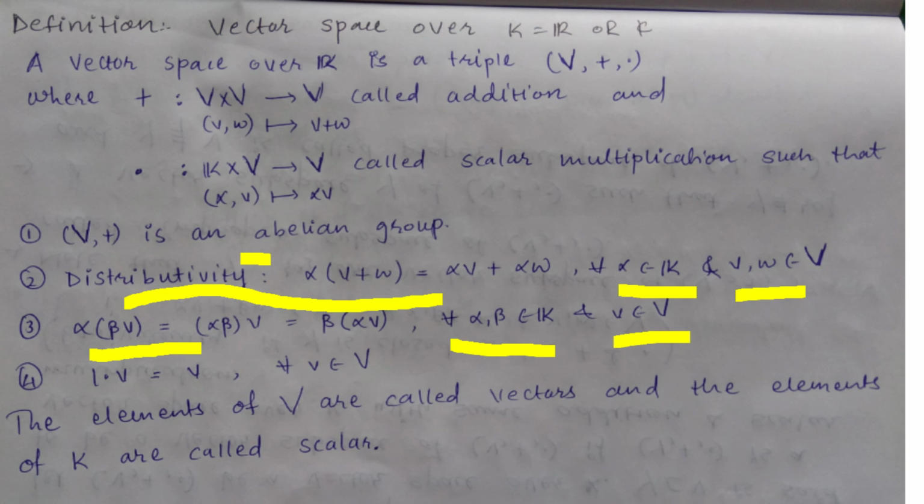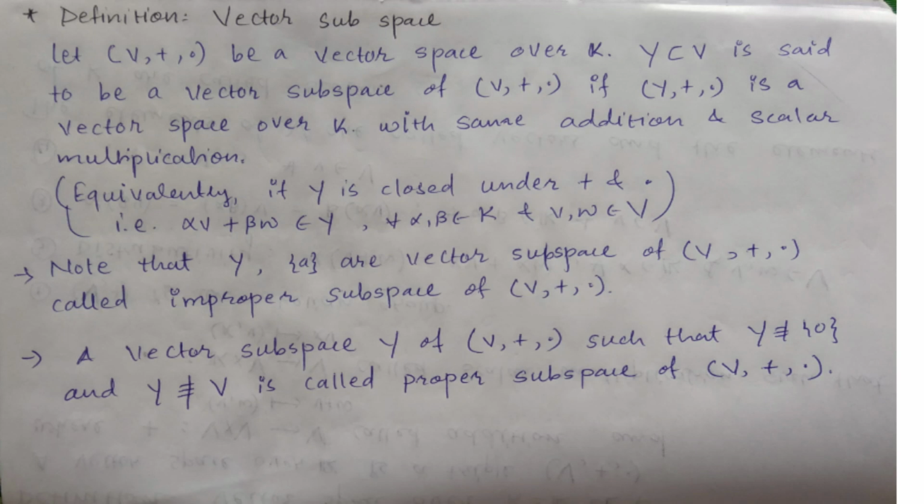To prove that any space is a vector space, I have to prove these four properties. So the next definition is vector subspace.